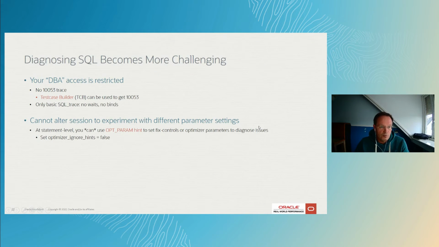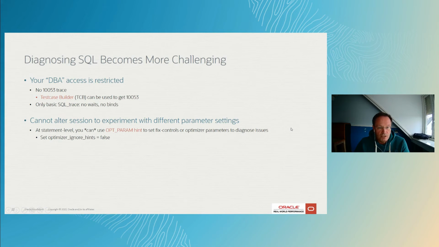Now, if you are in Autonomous Database, I already mentioned that your database administrator access is restricted. You can't run all these fancy traces that you may be used to running on your on-premises environment. There is a way to still get an optimizer trace, the 10053 trace, but you have to use Test Case Builder to do that. I think there's actually a MetaLink note for that, which should be relatively easy to find. If you talk SQL trace, you can only do basic SQL trace without wait events and without bind variables. And of course, you cannot alter session to experiment with different parameter settings other than that really short list that I showed you earlier.